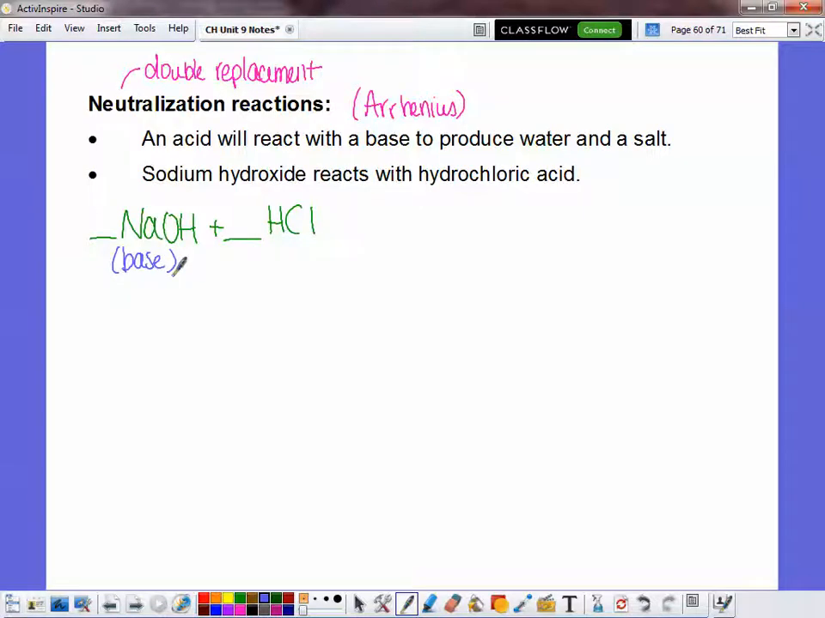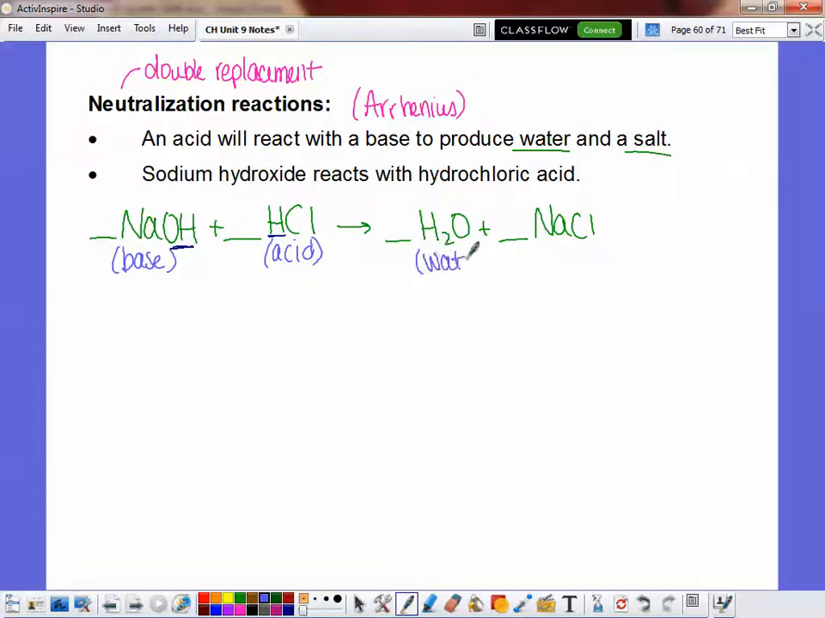What type of substance is HCl? My acid. Now this is a double replacement reaction, so the H plus and the OH are going to switch places. And what is this going to form? Yeah, it produces water and a salt. So H2O and, in this case, NaCl. All right. H2O is obviously my water. And NaCl is my salt.